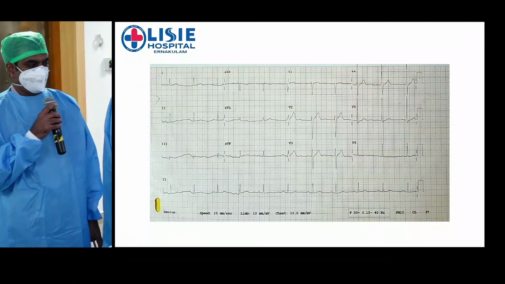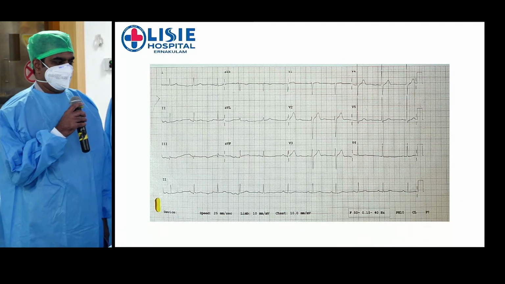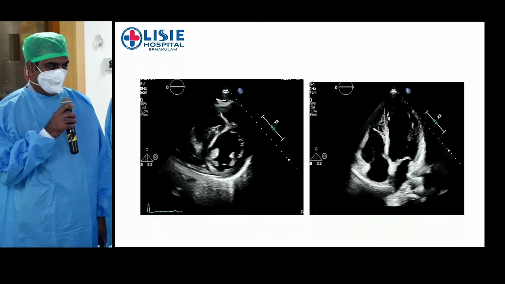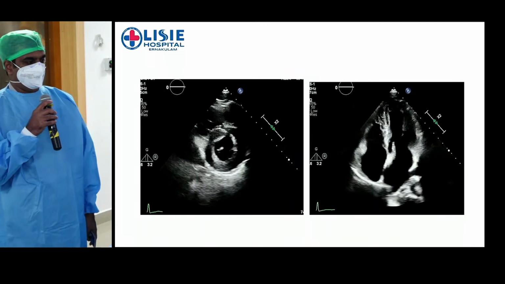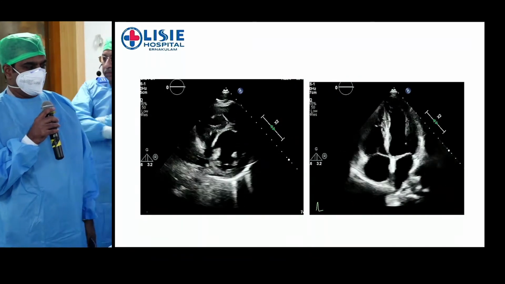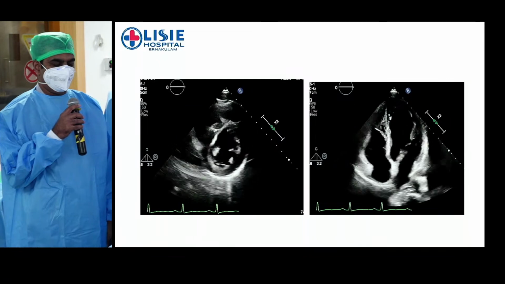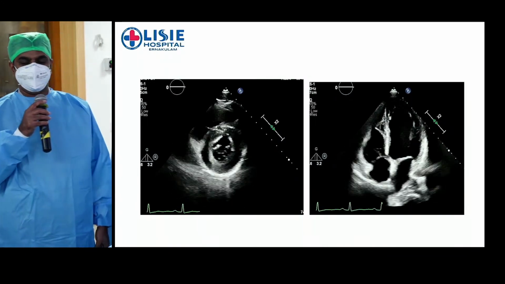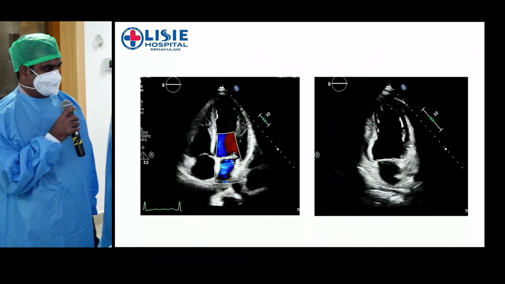This is the ECG, which is showing no significant changes except some mild T-wave changes in the inferior leads. And the echocardiogram shows no regional wall motion abnormalities and a normal LV function, no mitral regurgitation, and no other significant abnormalities.